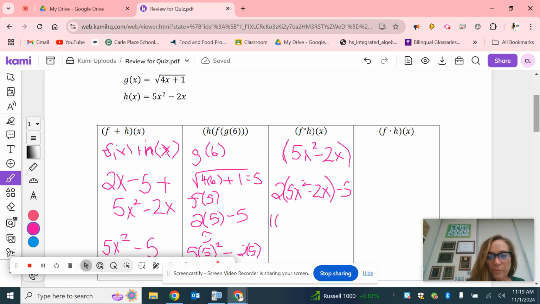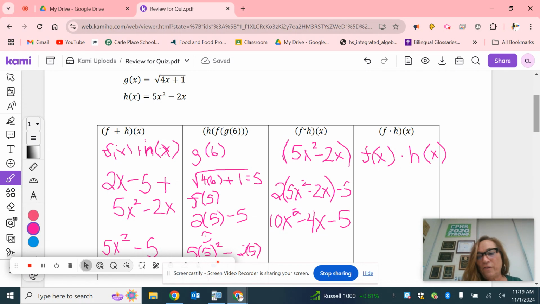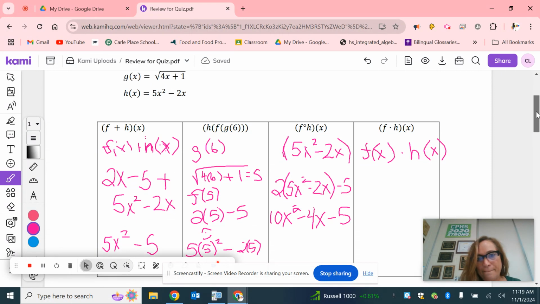Use the distributive property. And that's actually my answer because it's already in standard form. Okay. So this basically says that you're going to multiply. So you're going to do f of x times h of x. Okay, be careful. This one with the little circle, that's different than this symbol, which means multiplication. All right, so just make sure you look really closely at it.